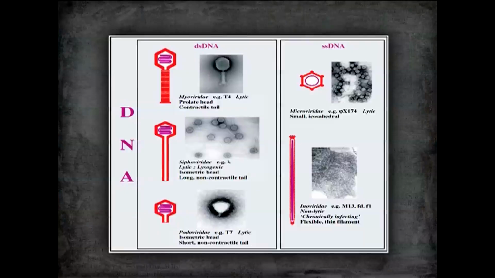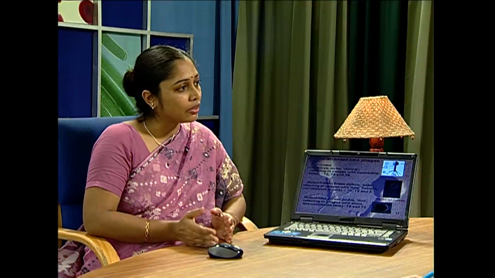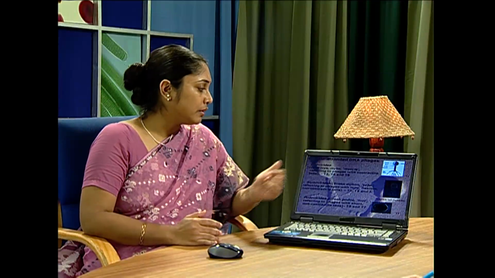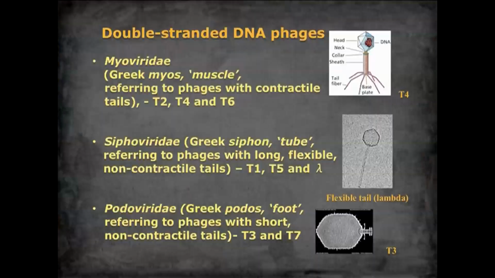Now, depending on the nature of the genetic material, bacteriophages are divided into two classes, DNA bacteriophages and RNA bacteriophages. If the DNA is of double-stranded or single-stranded nature, they are called double-stranded DNA bacteriophages or single-stranded DNA bacteriophages. If the genome is made of RNA, they are called RNA bacteriophages. The nature of RNA may be double-stranded or single-stranded. Double-stranded DNA bacteriophages are very important because they are used routinely in many biochemical and genetic research. A few very important double-stranded DNA bacteriophage families are Myoviridae, Siphoviridae, and Podoviridae.